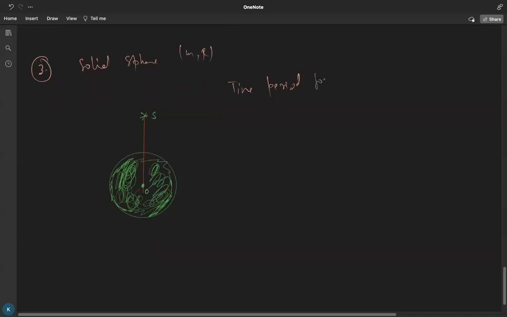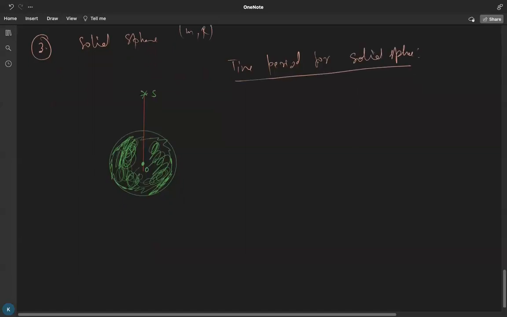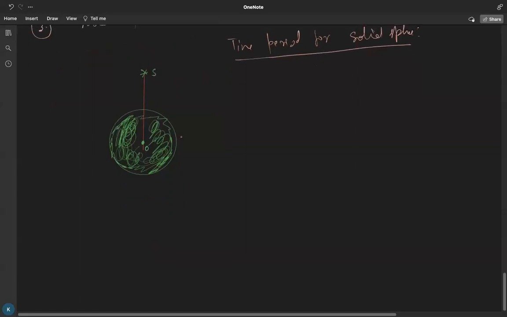So time period for a solid sphere. We all know that this is a rigid body, so it is an example of the compound pendulum. So our time period is nothing but 2 pi root under I about suspension point by mgL, where L is the distance between the suspension point and the center of gravity.